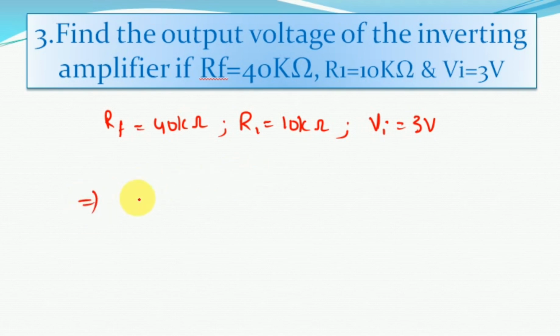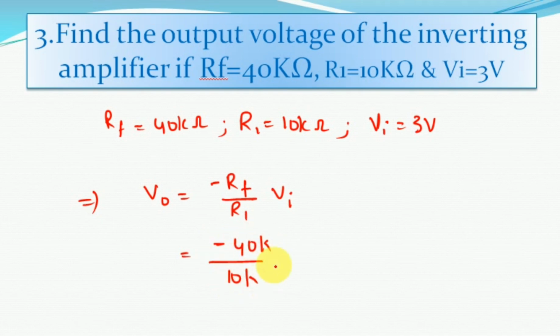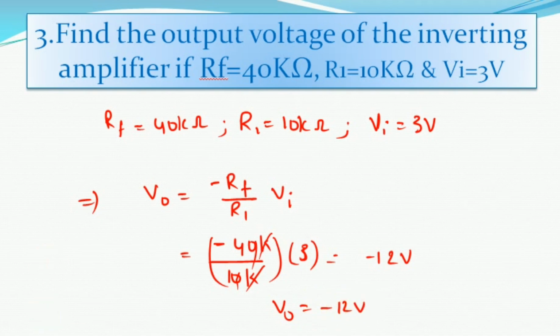So for this ideal inverting amplifier circuit, the output voltage formula is V0 equals minus Rf by R1 into Vi. Simply substitute the values that are given, that is, Rf is 40k and R1 is 10k, into Vi they have given it is 3. Okay, k cancels, 0 cancels. So finally minus 4 into 3, which is equal to minus 12 volts. So finally the V0 value we obtained is minus 12 volts.